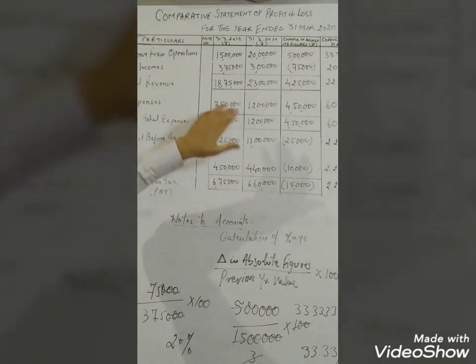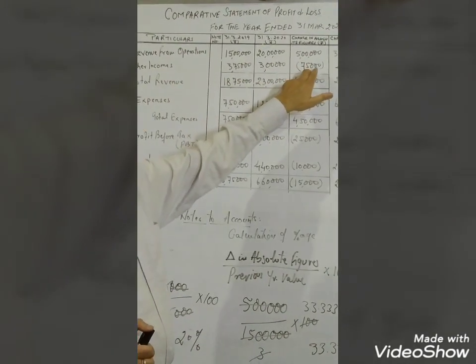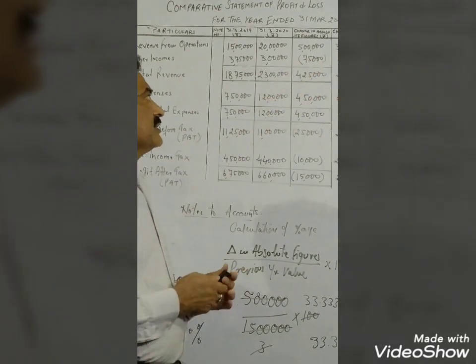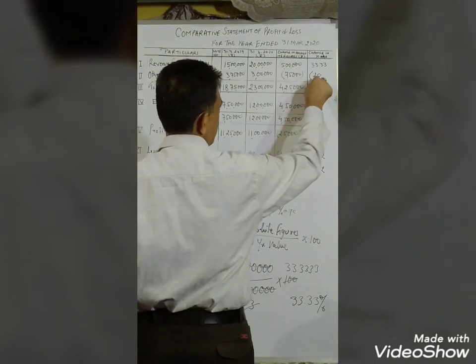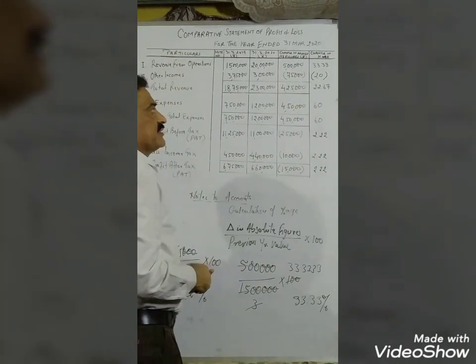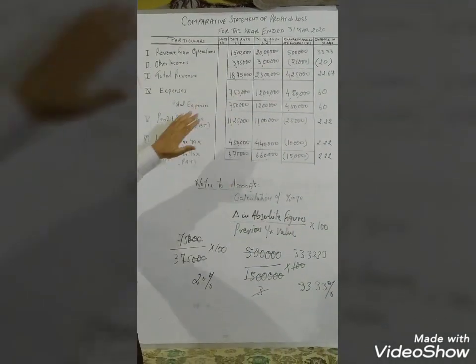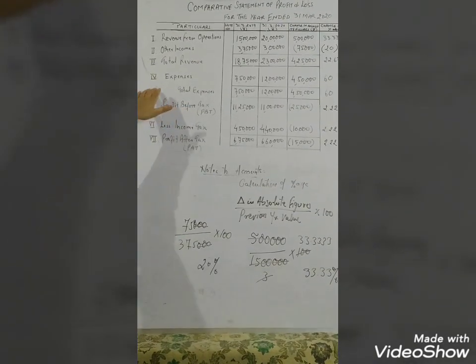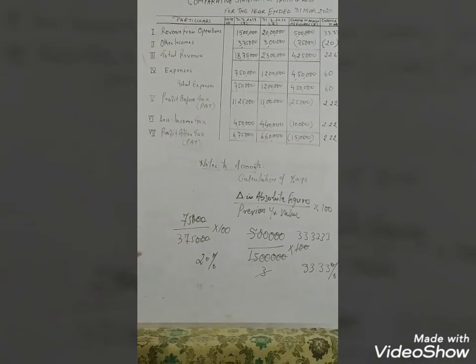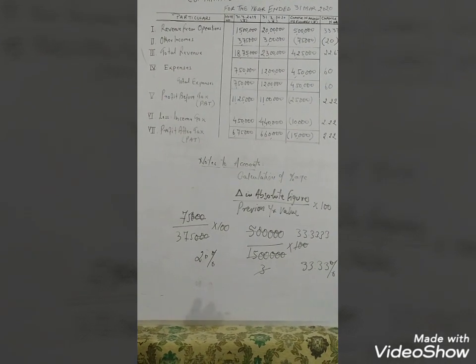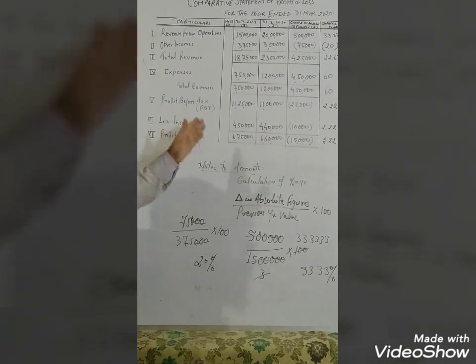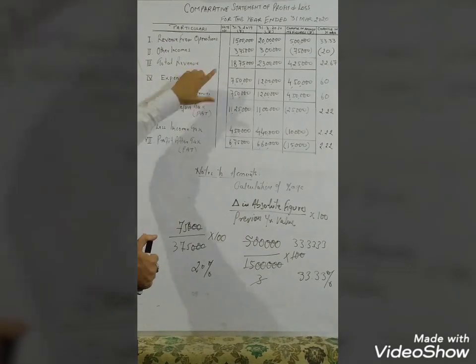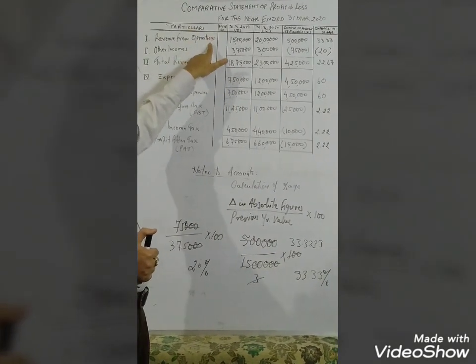Here in the other incomes, the absolute change is negative. The percentage will also be reflected in negative, that is, within brackets. Now expenses are given. Expenses are 50% in the year 2019 and 60% in the year 2020 of revenue from operations.